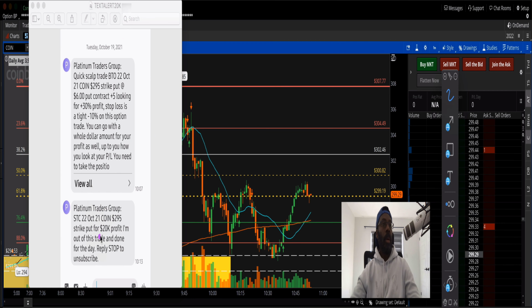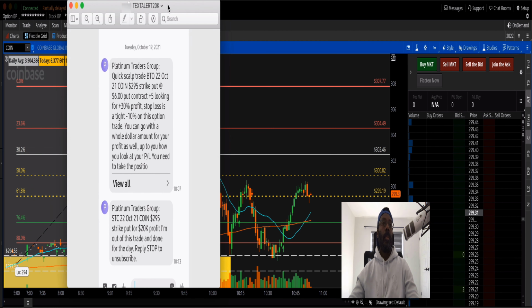So when I sent it out to my guys, I sent out the 2221 Coinbase 295 strike puts, right? You see it right there. I told them it was a quick scalp trade. So let's move this over here so that you can see it.